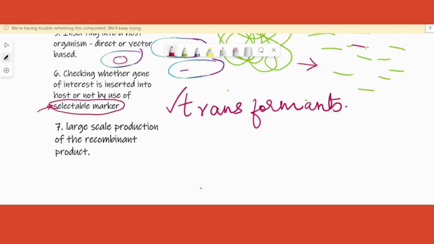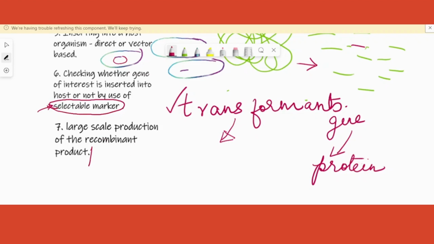What do I do with these transformants? I need to make them work. I need this organism to make a lot of copies of the protein that I need from the gene of interest. So this gene, every gene, transcribes and translates finally into giving you some protein, isn't it? For this purpose, I'm going to use some methods. Either I am going to do a small scale production of this protein in the lab, or I'm going to do large scale production using bioreactors.